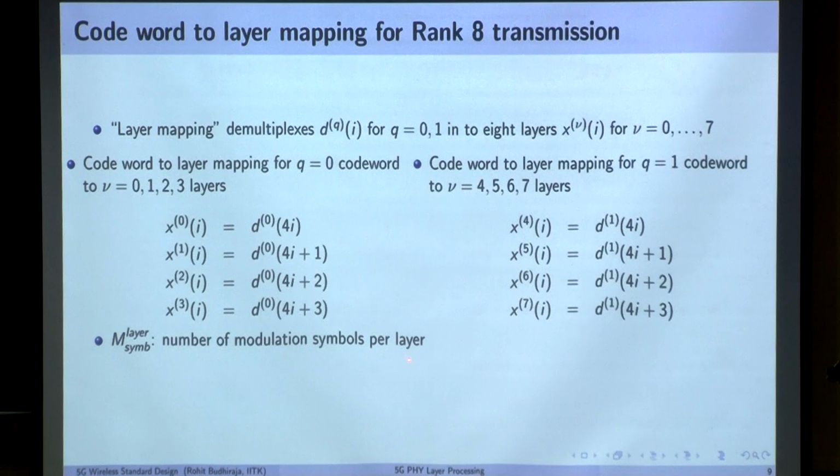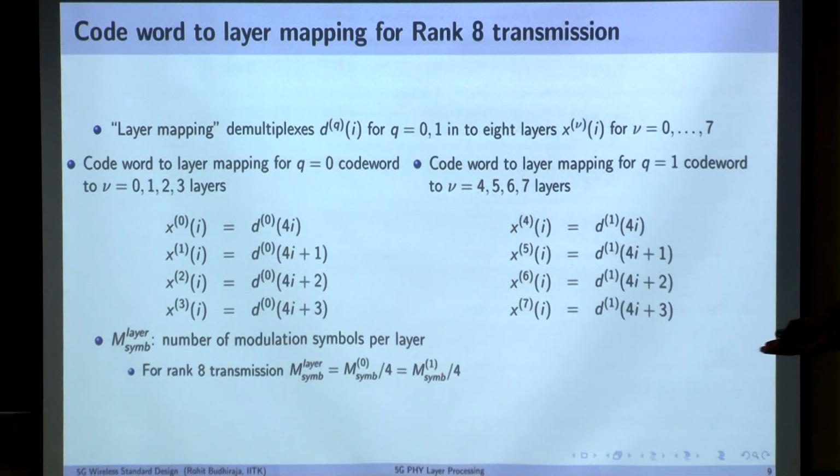So, the number of modulation symbols per layer. How much is it for rank 8 transmission? How many will it be? M symbols in each layer, divided by 4, the number of layers in transport block 0. QPSK symbols or QAM symbols you divide by 4, and the number of symbols in transport block 1 also gets divided by 4 in each layer. So this is the number of symbols in each layer, that's all, when NL is 8.